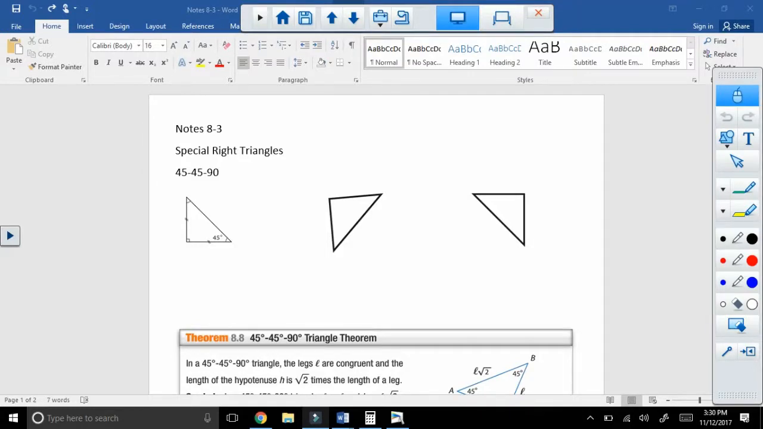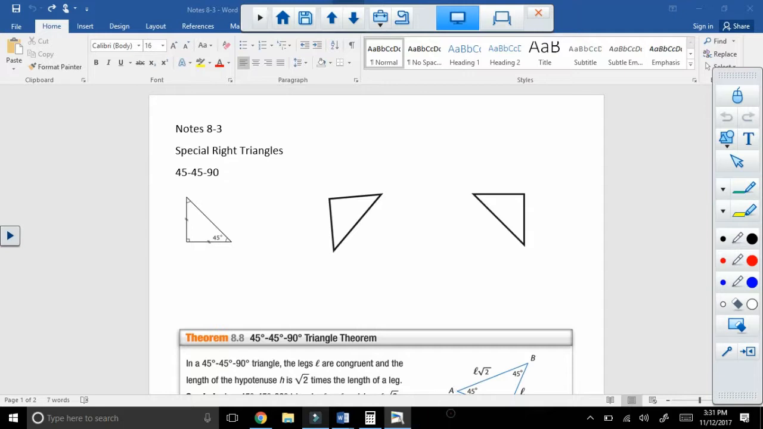Hi guys, here we are with a special section. This is all about special right triangles. I love this stuff. I think that this stuff can make things so much quicker and easier. And I hope this is really helpful to you, not only for this class, but especially if you go on and take maybe pre-calculus or calculus.